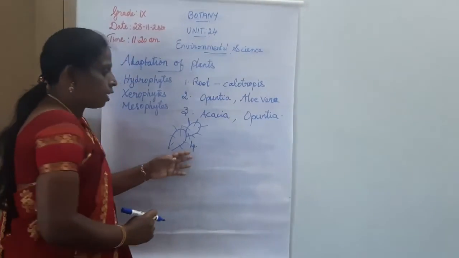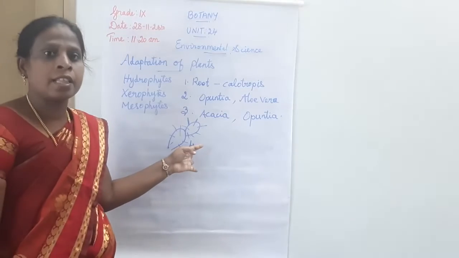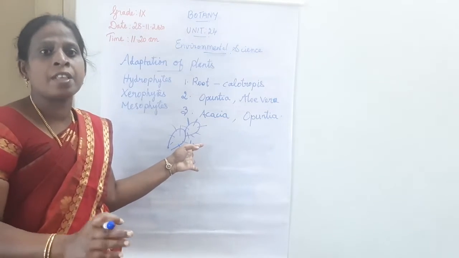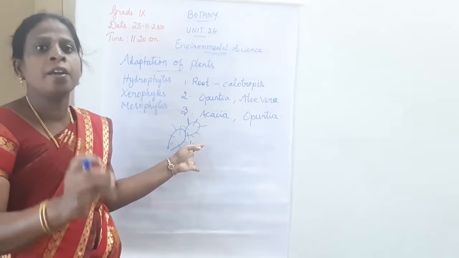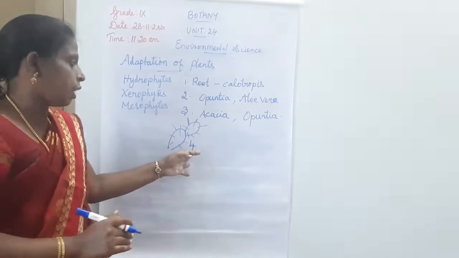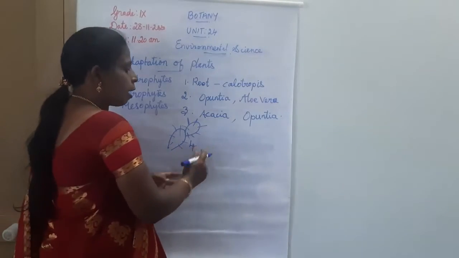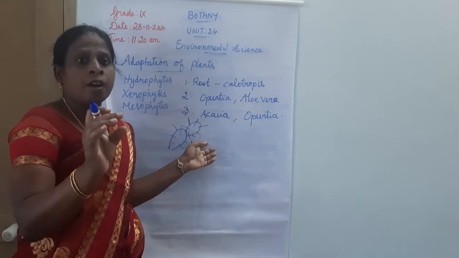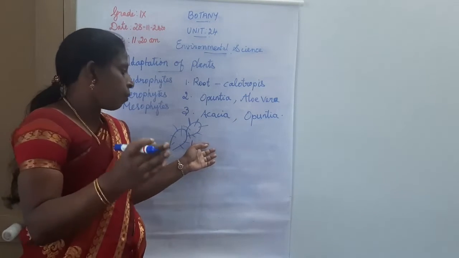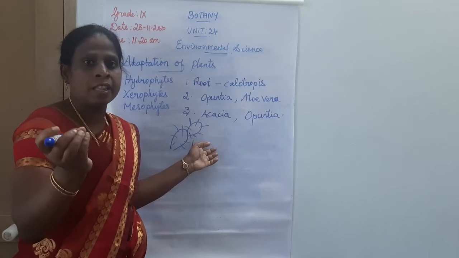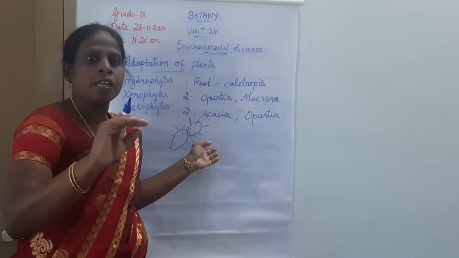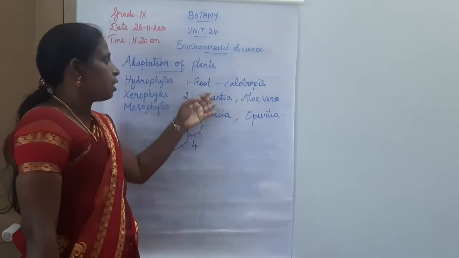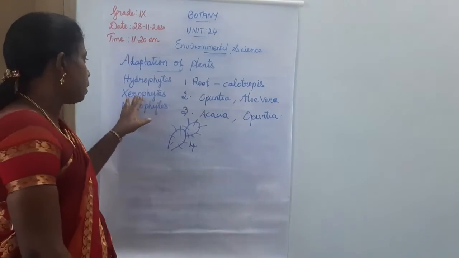The fourth point is, some xerophytic plants can complete their life cycle within a short period when the moisture is present. When the rain is there, within that period they complete the life cycle. These are the adaptations of xerophytes.